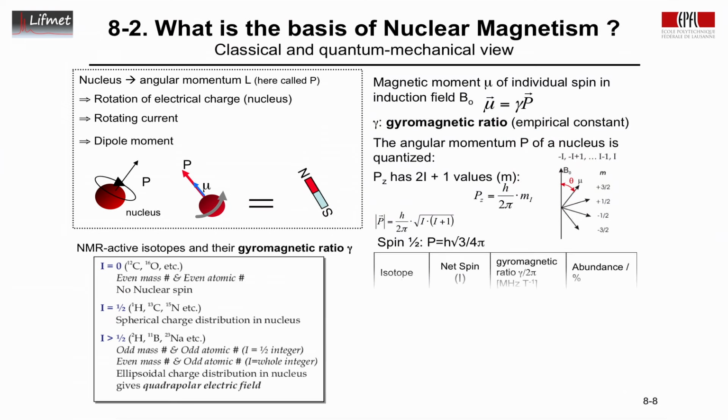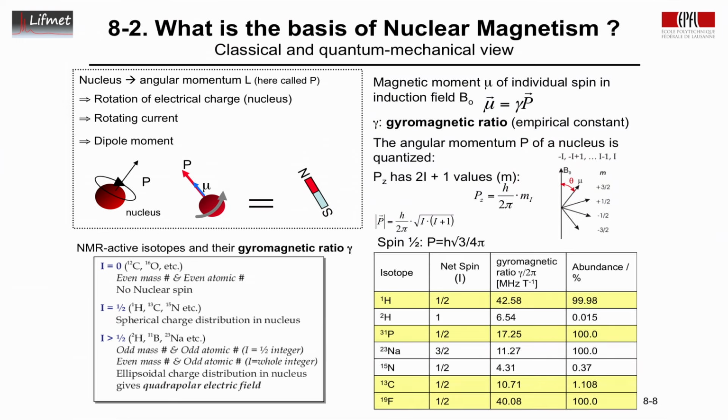Now let's look at some examples here. So we have the isotope listed. We have the spin, whether it's spin 1/2, etc. The gyromagnetic ratio.